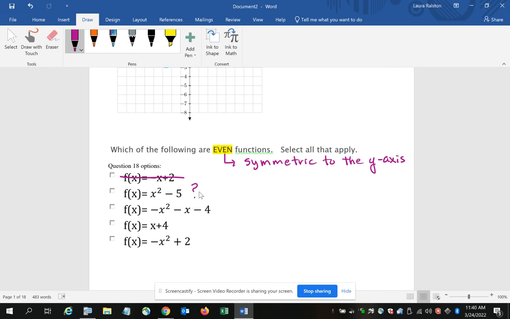I'm going to substitute negative x into the function. So I have negative x squared minus 5, which gives me x squared minus 5. Notice it comes out to be the same thing that I started with, which verifies for me that this particular function is even. But now, guys, you can't assume that just because it has a square that it's automatically even. Okay, so don't just go down through there checking the other ones. So then the third one, go back and check.